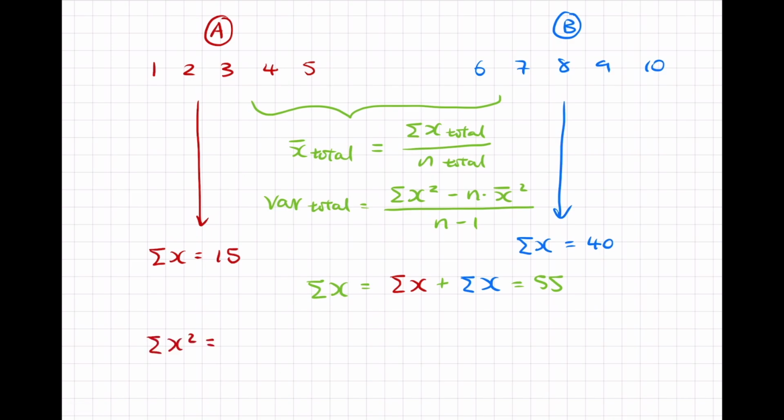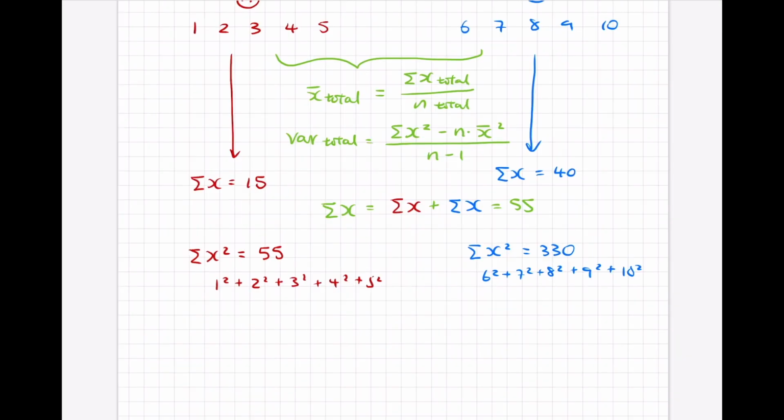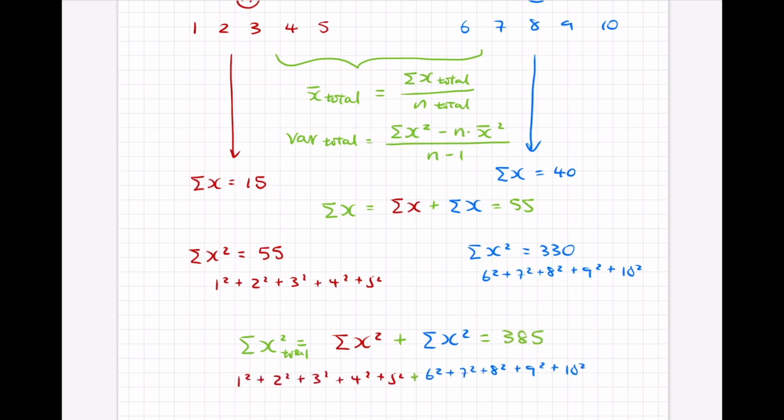Sum of x squared of the first set of data is 55. So that means I do 1 squared plus 2 squared plus 3 squared plus 4 squared plus 5 squared. Sum of x squared of the second set of data is 330. So if I wanted to work out sum of x squared in total, if I add sum of x squared of the first set of data and sum of x squared of the second set of data, I have a total of 385. You can try this out and then you will get the same answer. These two are very important.